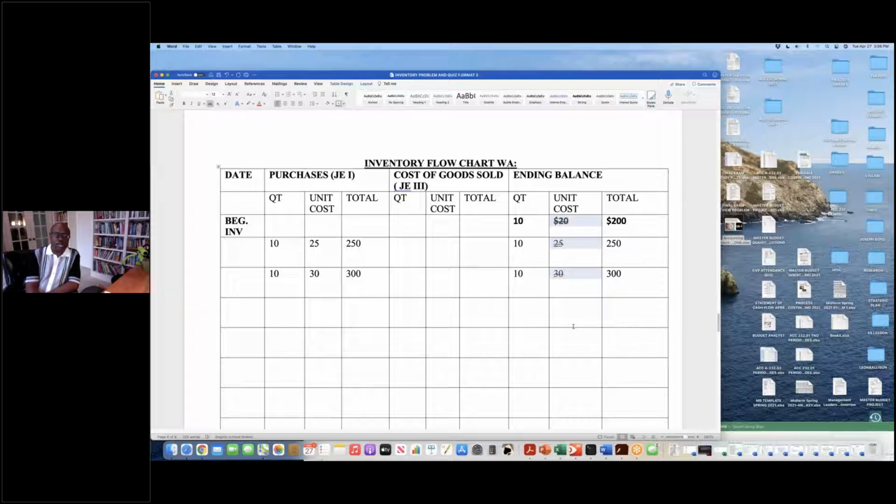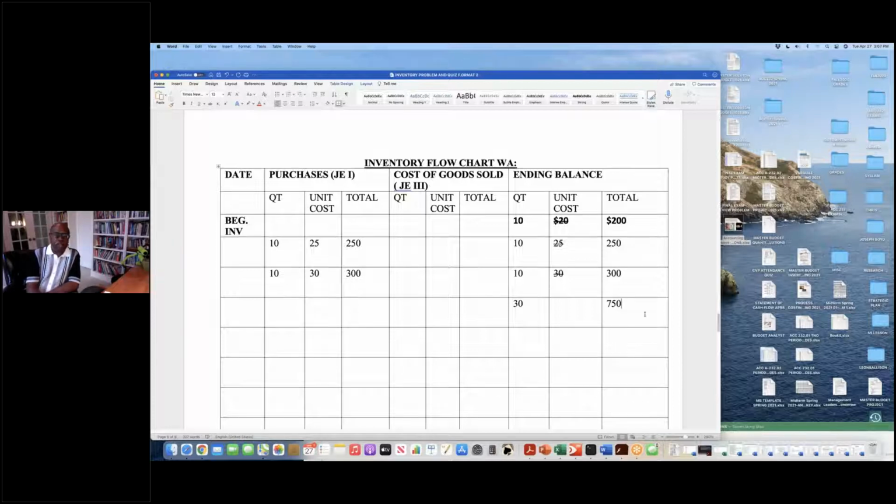We're going to strike the unit cost. We don't use the first ones. We don't use the last ones. We calculate a weighted average. How do we calculate a weighted average? We add up the quantities, 10, 10, 10, 30. Then we add up the costs, 300, 250, 200, 750.